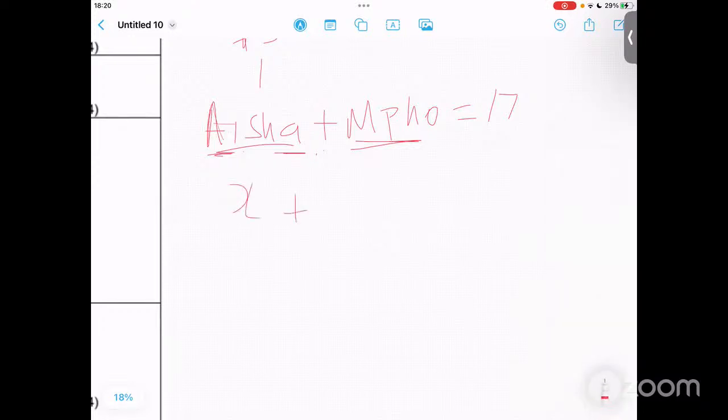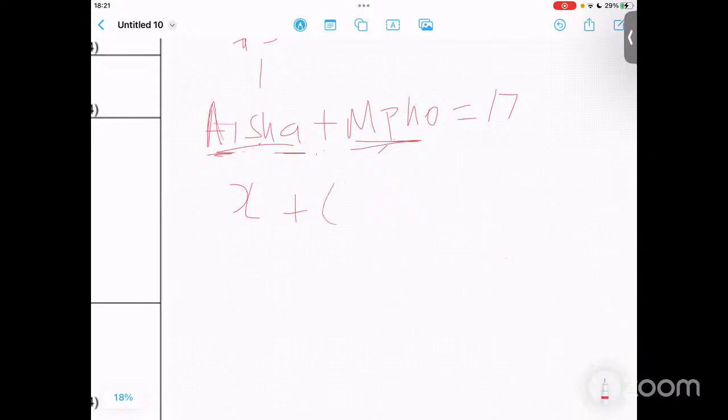Then X, when we add it with what? With Mpo. Mpo is 3 years younger because Asia is 3 years older. So that's where you're going to say Mpo's age is going to be X minus 3, because it's 3 years younger. So in that X, we're going to minus 3. So we're going to say X minus 3 is going to be the age for Mpo.